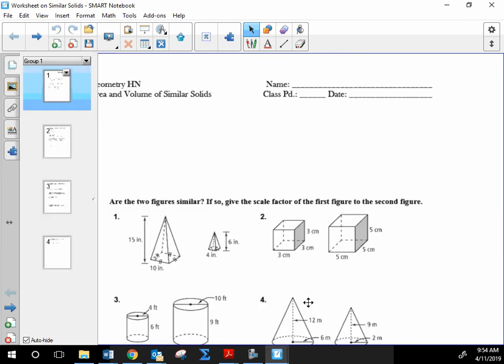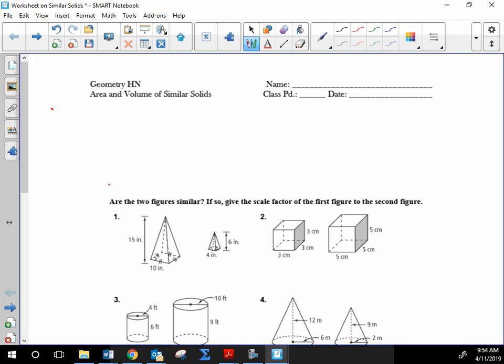So our other thing that we have today is similar solids. Now we've done similar triangles, we've done similar shapes, now we just have it with 3D shapes. What does it mean if we have something that's similar? What does it mean if they're similar? They're proportional. What does that mean to be proportional? Ratios. Good. Ratios are the same.